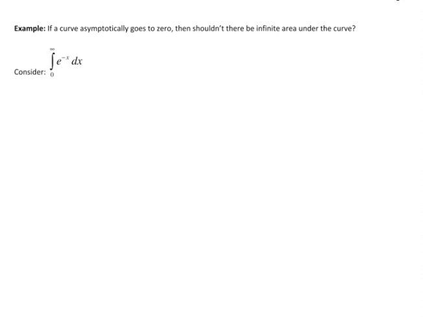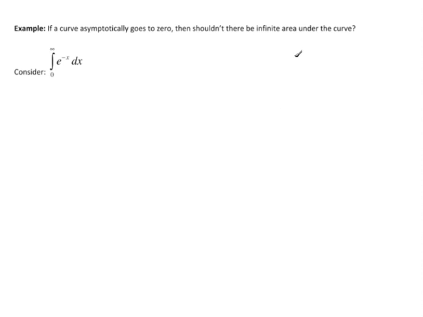Now, one of the things that you may have been scratching your head about earlier, and I kind of alluded to this, is if a curve asymptotically goes to zero, that means it never reaches zero. It just gets infinitely close. It's never actually equal to zero. Then shouldn't there be an infinite area under the curve?